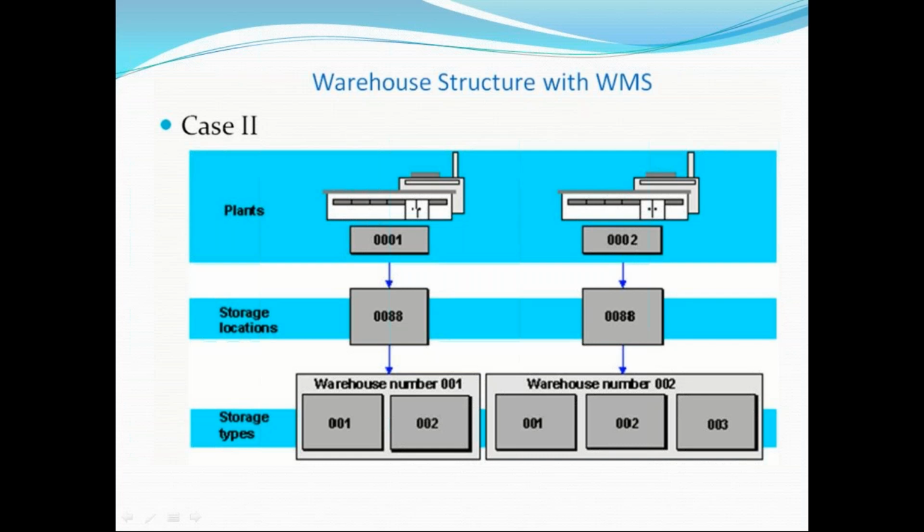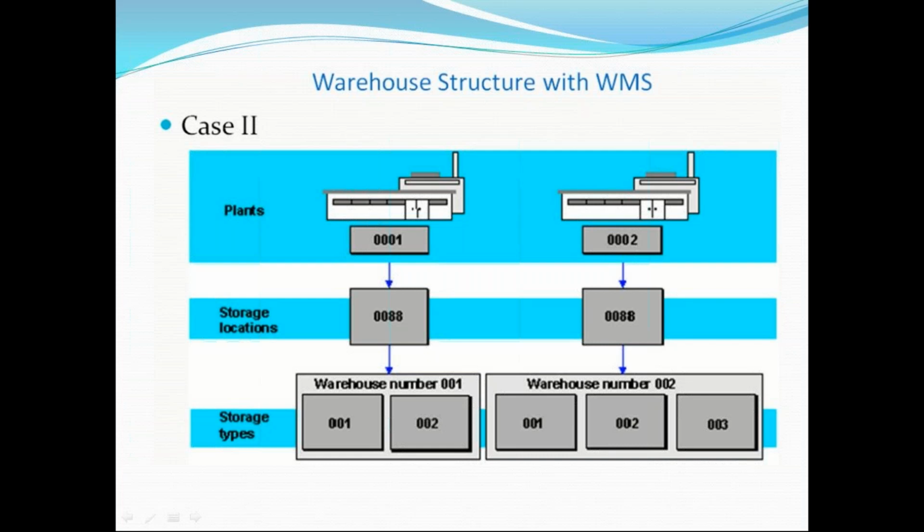Once we are having the goods receipt onto the 002 plant, which is linked to the storage location 0088, this plant and storage location is again linked to the warehouse number 002. So whenever we are doing the goods receipt onto the 002 plant, the goods will be received onto the IM storage location. Once the goods are received onto your IM storage location, you can specify where the material needs to be placed in your warehouse.